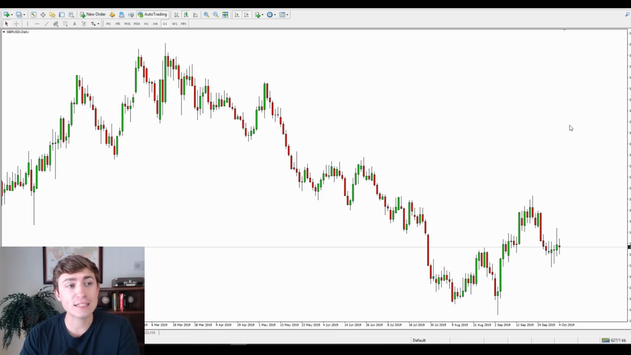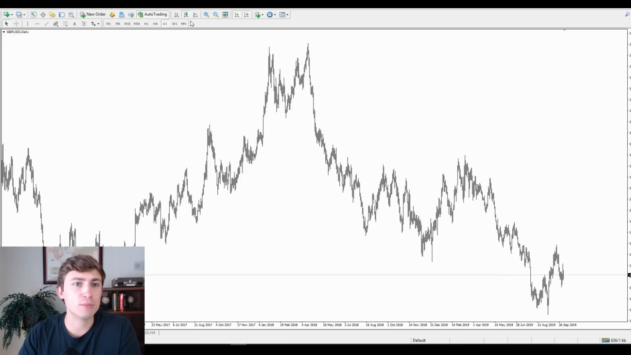Let's talk about GBPUSD. Now, GBPUSD, I'm looking at the daily chart, and we're talking about trend trading today. We're talking about trading with the overall market direction and some ways that you can do that more effectively. Okay, so let's back it up just real quick and let's zoom out on this particular chart.